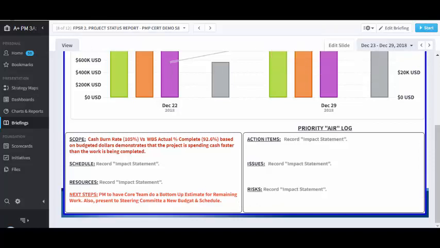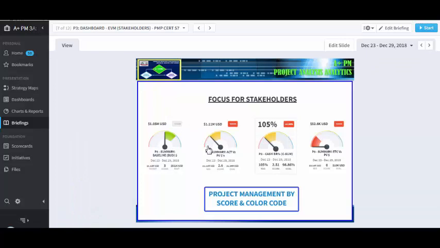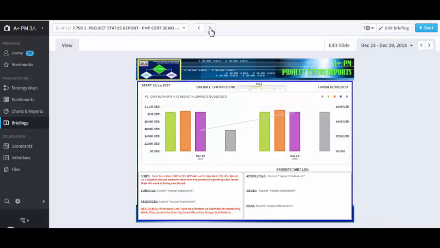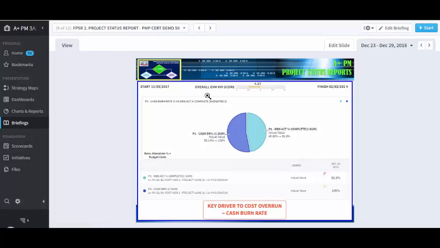Okay, so let's go back here, and let's move forward. And that's what we just finished discussing. And we're going to go here. So this is a takeaway for your stakeholders, demonstrating how the cash burn rate has exceeded the work breakdown structure actual complete based on budgeted dollars, showing the metrics associated with it. So that's what we want them to take away for that time period of 12/23 through 12/29 of 2018 as far as the status report is concerned.